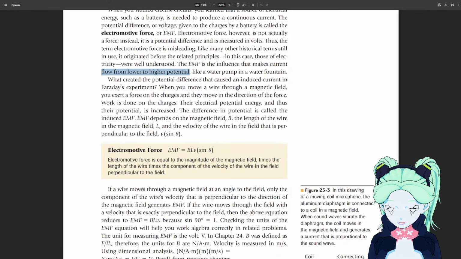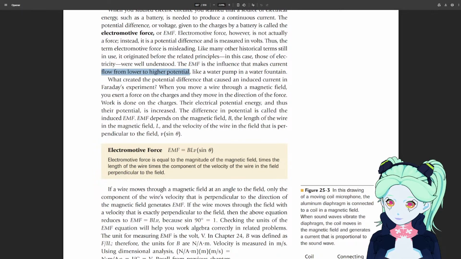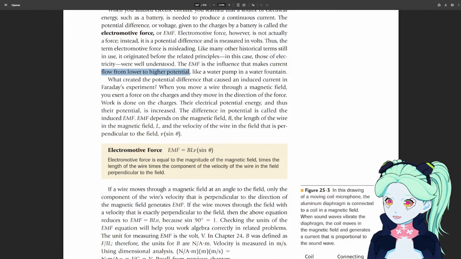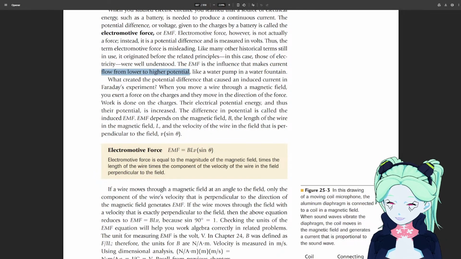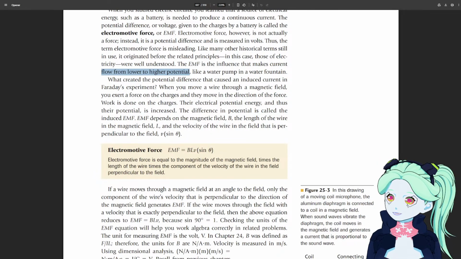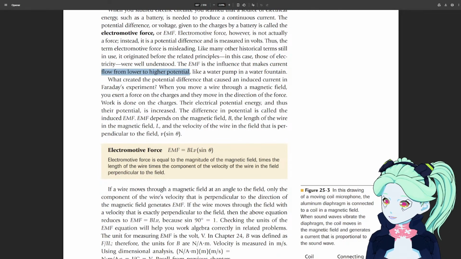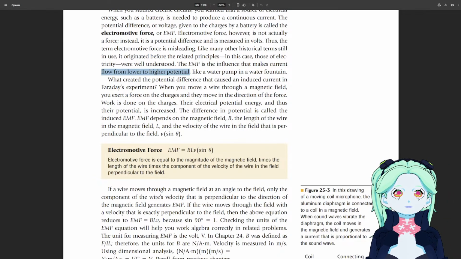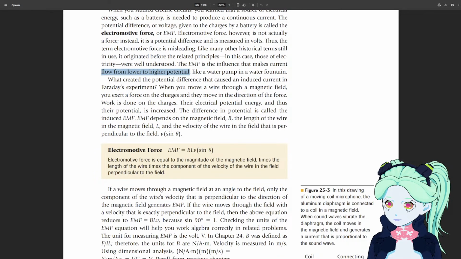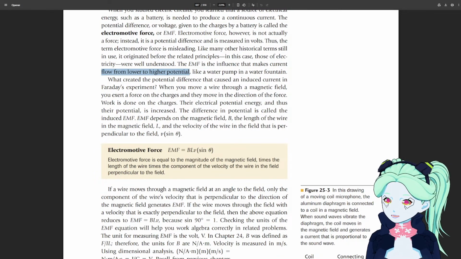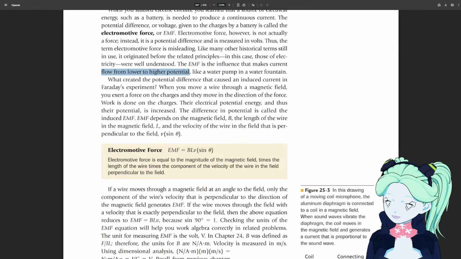So explain this to me, Mr. GPT. The EMF is the influence that makes current flow from lower to higher potential like a water pump. Yeah, explain this to me. So what is it going to say? The sentence you quoted is trying to explain electromotive force using an analogy. Okay, so first, remember Ohm's law, potential difference, current, resistance. Normally, current flows from higher potential to lower potential through a circuit element like a resistor. Okay, yeah, that's my confusion here. So what are we talking about? Normally, current flows from higher potential to lower potential through a circuit element like a resistor.